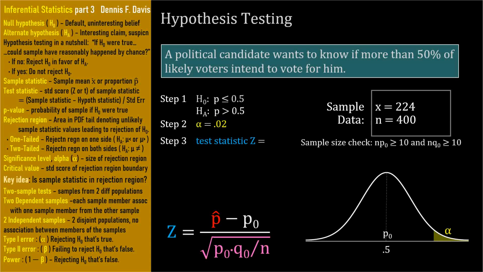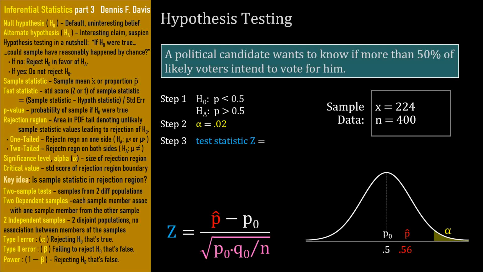Okay, back to the test statistic formula. We need p hat. p hat equals x over n, where x is the number of successes, 224, and n is the sample size. 224 divided by 400 equals 0.56, and that's p hat. Let's add that to our PDF. We don't yet know if it's in the rejection region. We'll figure that out later. So for now, we'll just put it here. Okay, we know the numerator of the test statistic because we know both p hat and p0.